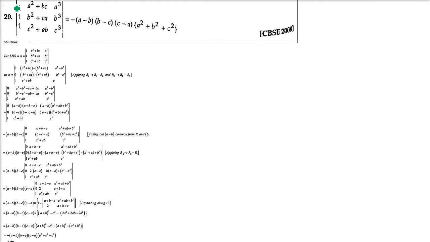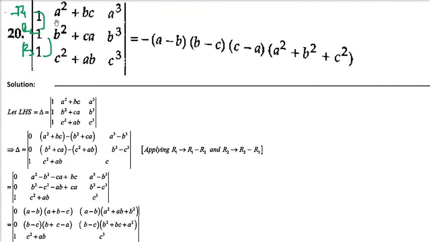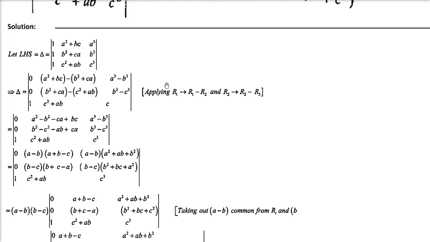So what do we get? This is row 1, this is row 2, and this is row 3. So row 1 minus row 2, 1 minus 1 is 0. I'll show you here. See, 1 minus 1, 0, a square plus bc minus b square plus ca is like this. A cube minus b cube is here. Now row 2 minus row 3. 1 minus 1, 0, b square plus ca minus c square minus ab, and b cube minus c cube. Right?